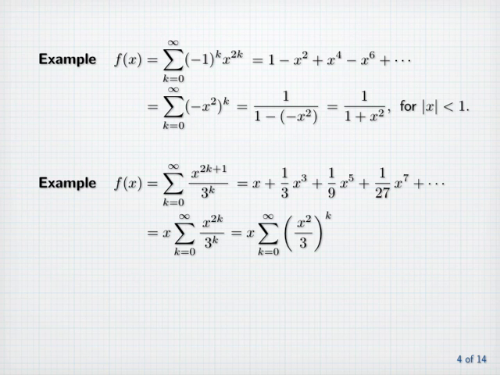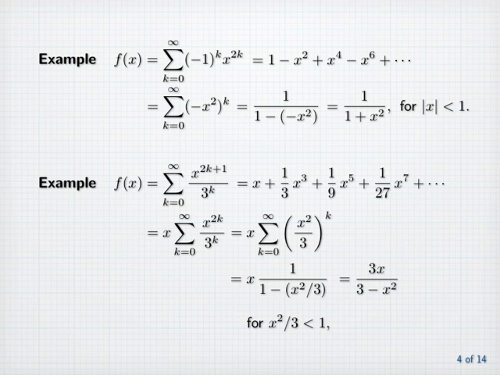That series is the geometric series with x replaced by x squared over 3, and so its closed form is 1 over 1 minus x squared over 3. So multiplying by x, and also multiplying top and bottom of the fraction by 3, gives us 3x over 3 minus x squared. And that formula is valid when the absolute value of x squared over 3 is less than 1, which happens when the absolute value of x is less than the square root of 3.